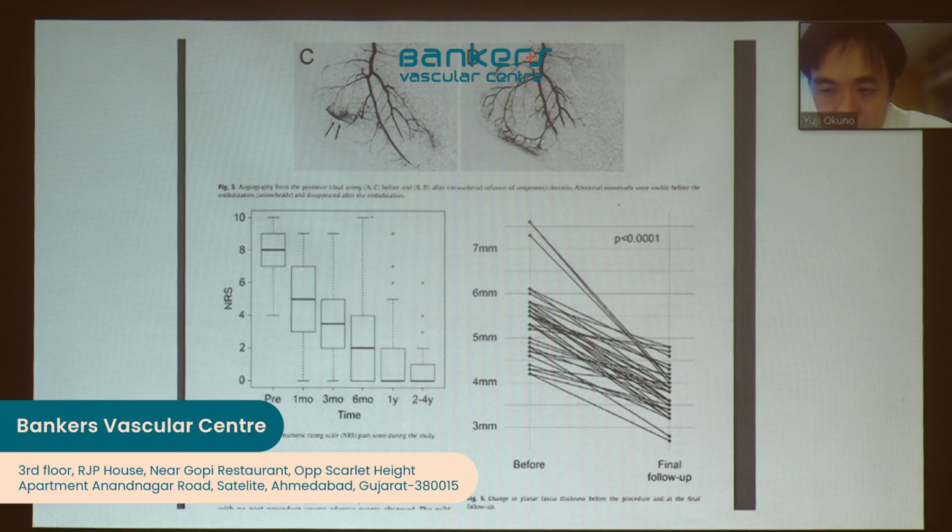but we can do the embolization procedure not using fluoroscopy or an angiography catheter or machine, but only using ultrasound, and we can do it in the consultation room. After this procedure, the patient's pain improved and the patient's thickness of plantar fascia also improved. Like this.